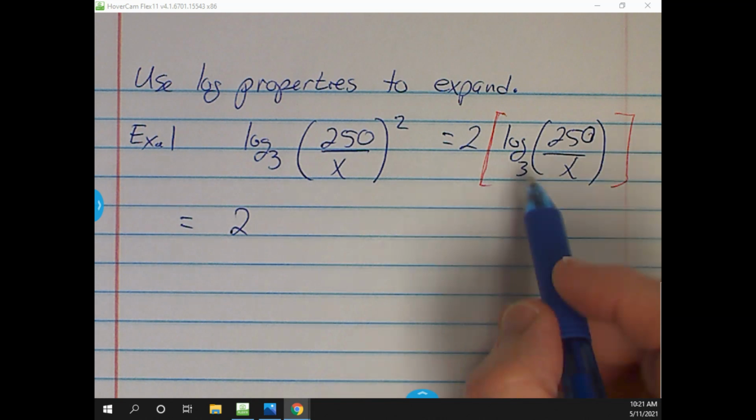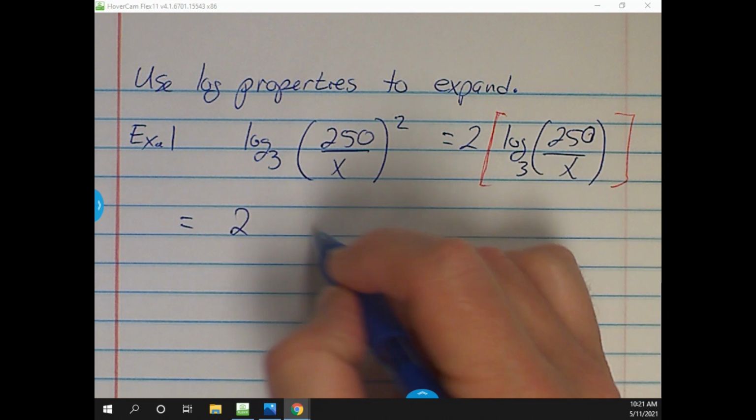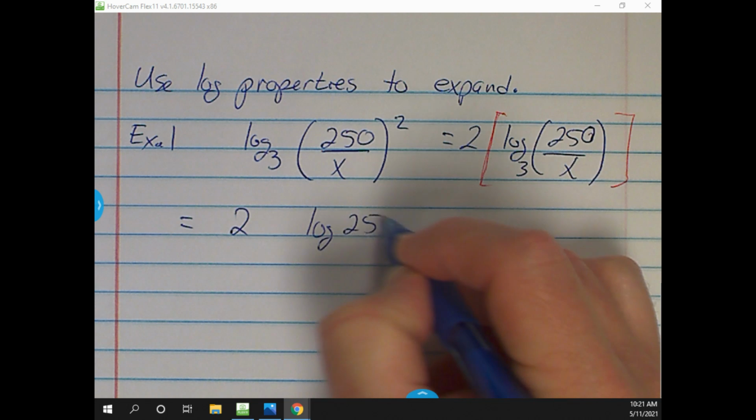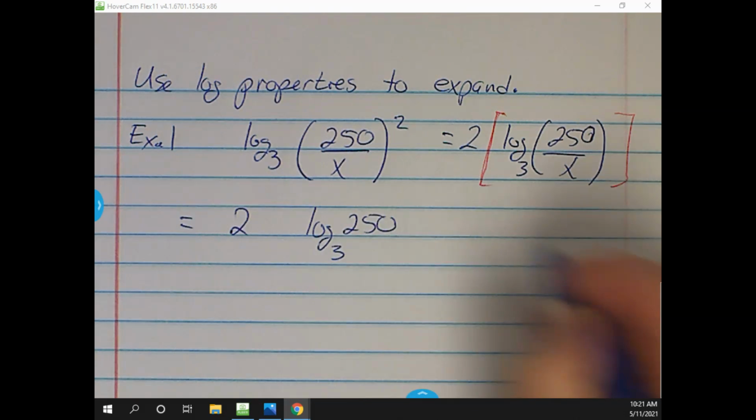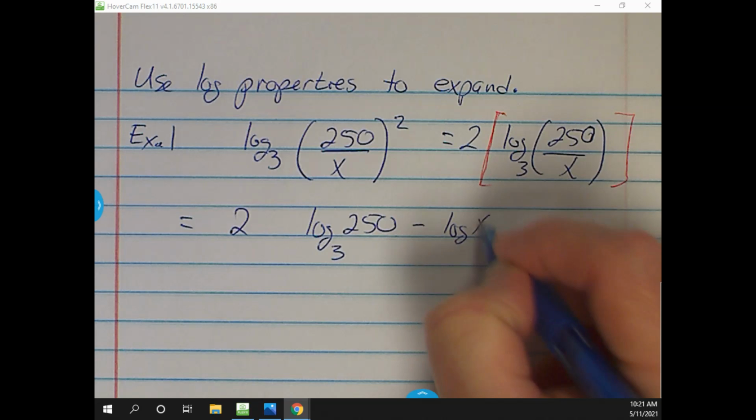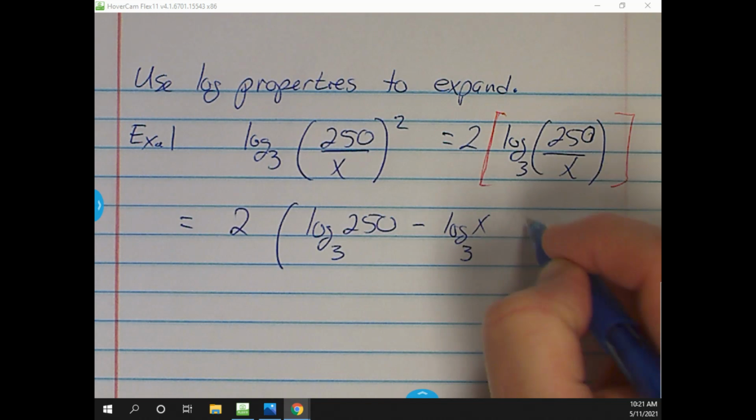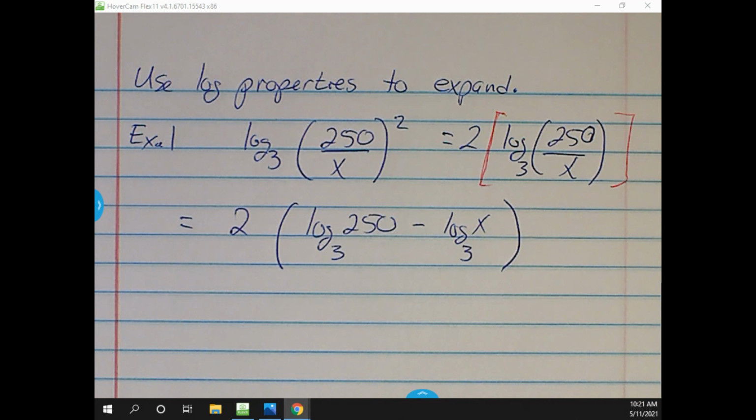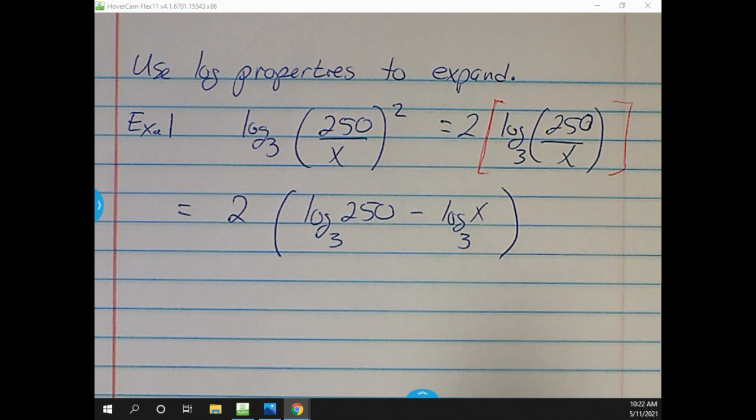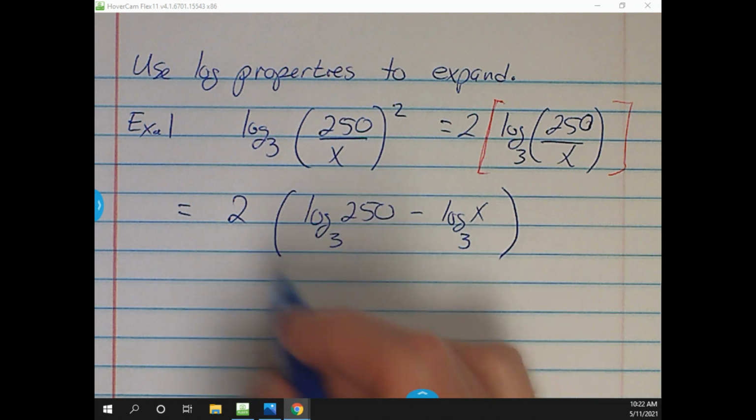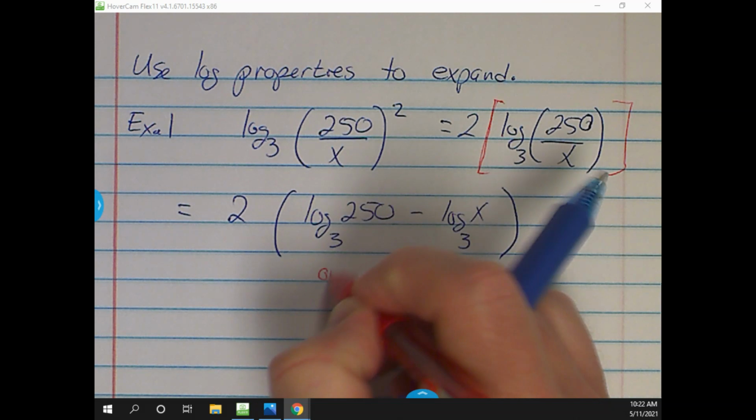Okay. With the log of 250 over x, we're going to turn that into a division problem. So it's log of 250 base 3, and we're going to do minus the log of x base 3. Again, because the whole thing was to the second power, we get to go back and put a bracket, or you can put parentheses around that whole thing to make it like that. Okay, and they may let you leave the answer like this. Sometimes they'll go back and forth. If they don't like this answer, you could go ahead and do an or for this part.